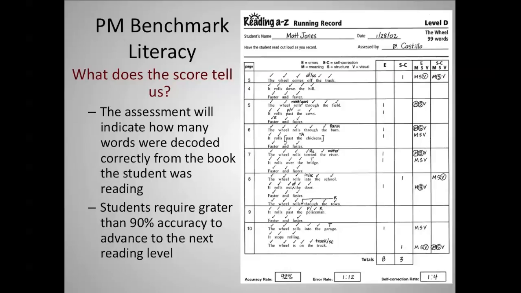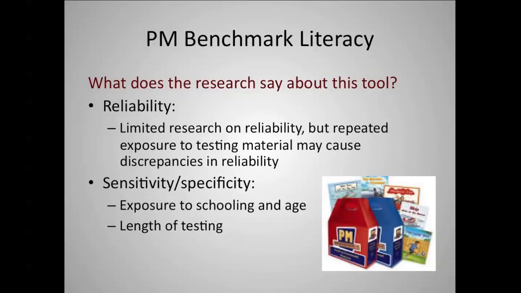And on the side, you can see this is an example of a running record where the educator would check off words that the student was able to decode correctly, and then notes were made if the child read the word wrong, if the child was able to correct themselves, or if they needed assistance. And then at the bottom, the scores were collected, and you have notes for accuracy rate, error rate, and self-correction rate.